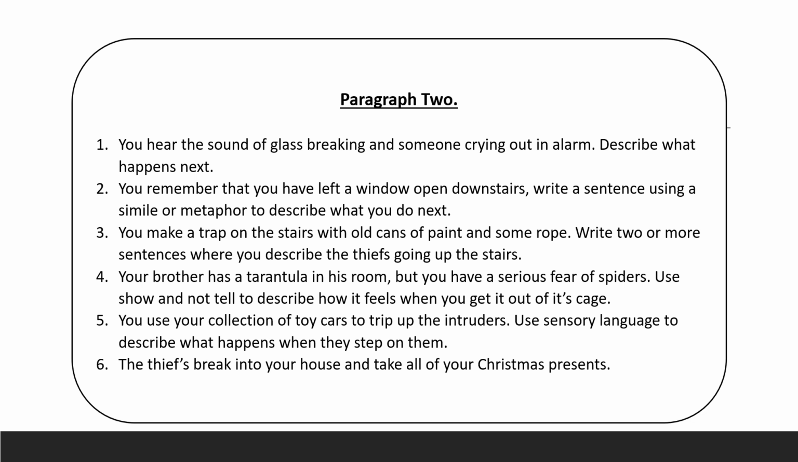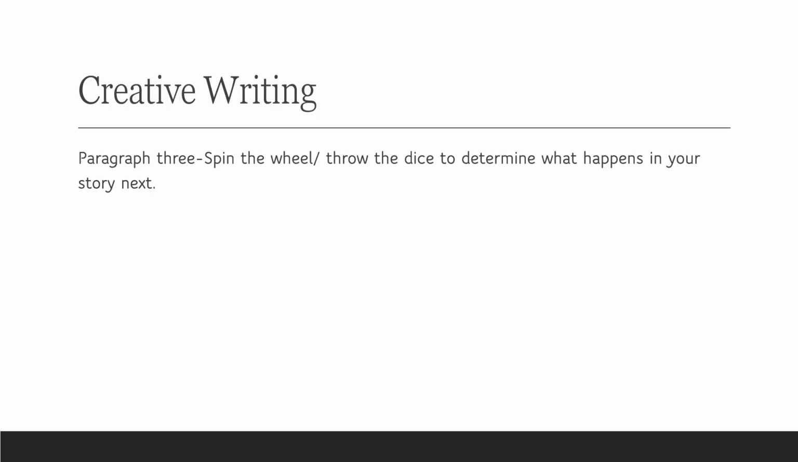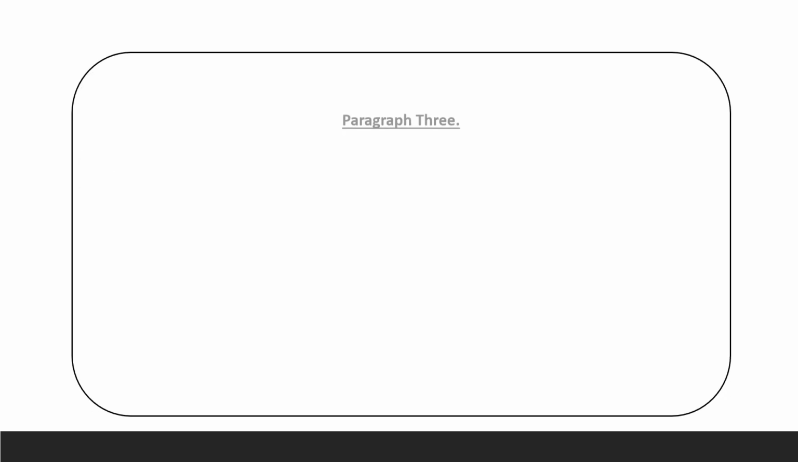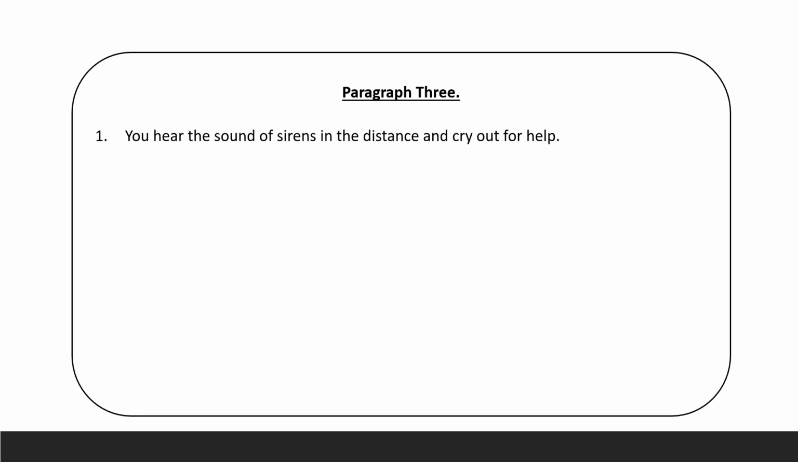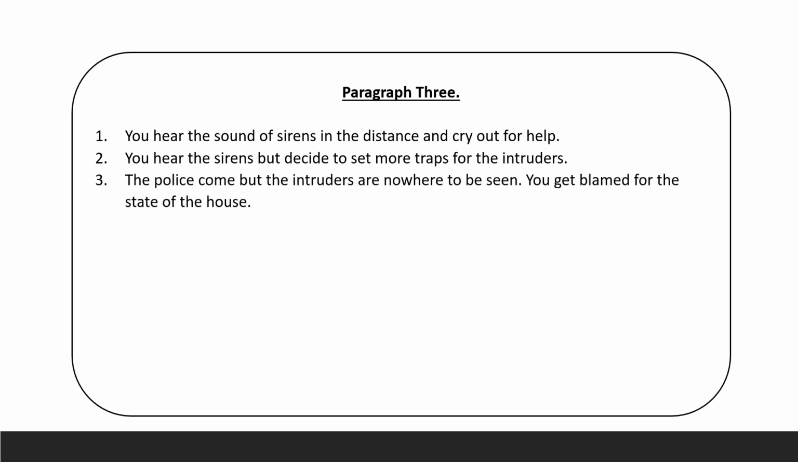Now, if you're ready to move on and you're ready to think about your third paragraph, we're going to have another 6 statements as well from which you can choose. So for paragraph 3 then, number 1, you hear the sounds of sirens in the distance and you cry out for help. Number 2, you hear the sirens but decide to set more traps for the intruders. Number 3, the police come but the intruders are nowhere to be seen. You get blamed for the state of the house.